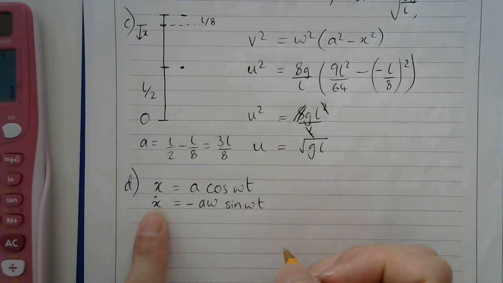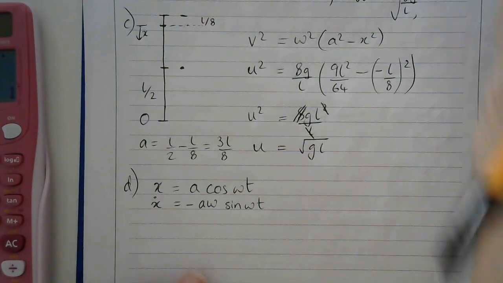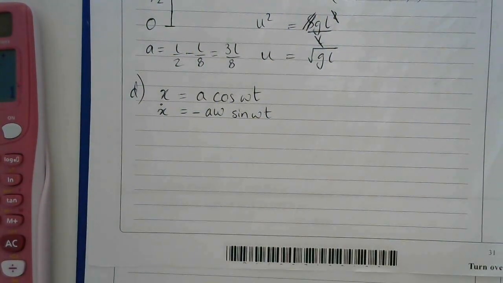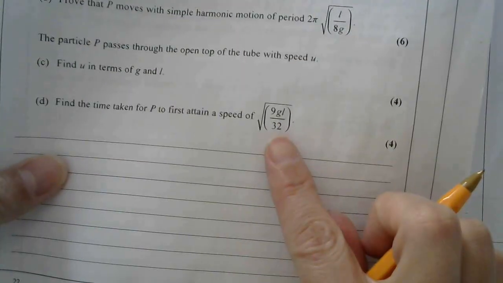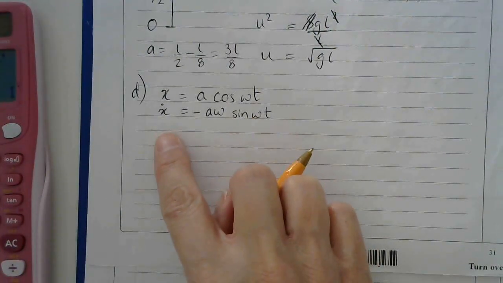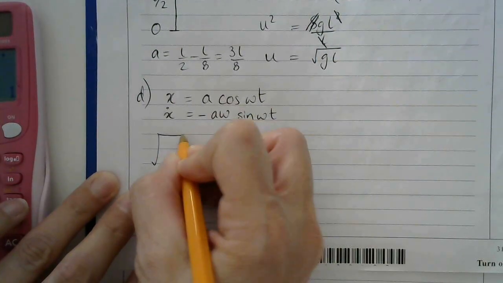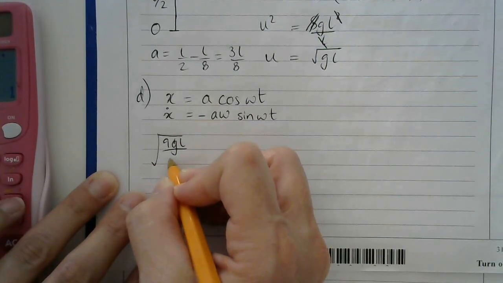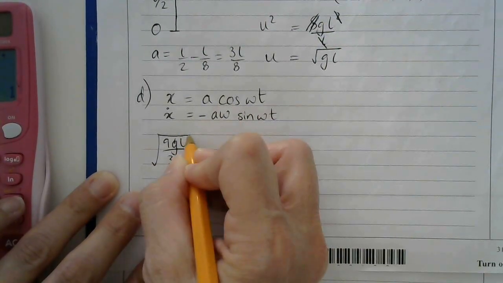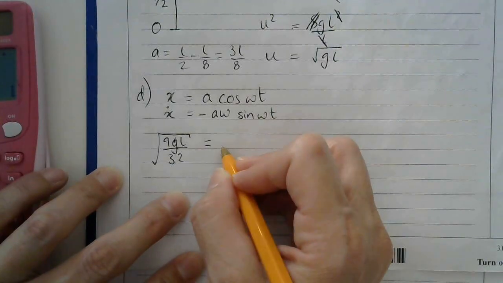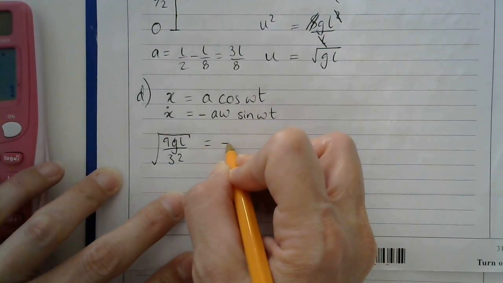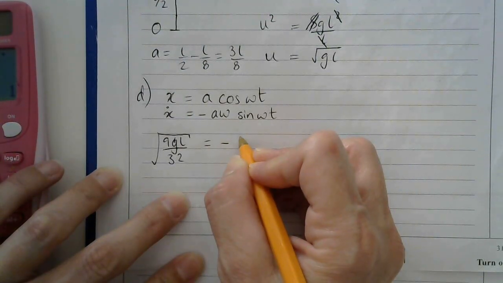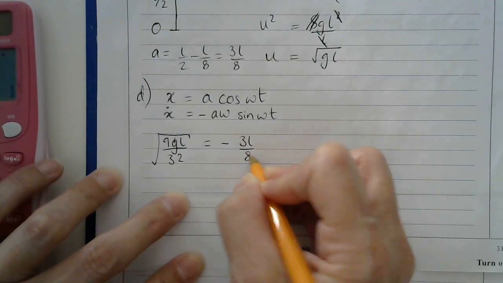Okay, so this gives me the relationship between the velocity and the time. Now they told me that the velocity they were interested in was this, so I can pop that in for x dot. So I have the square root of 9GL over 32 equals negative a, and a was 3L over 8.